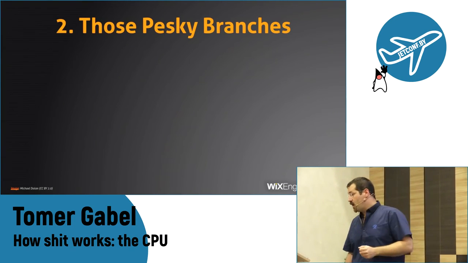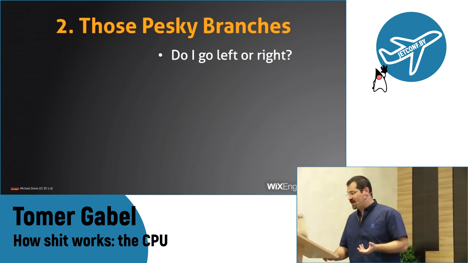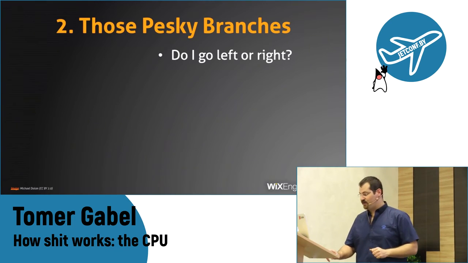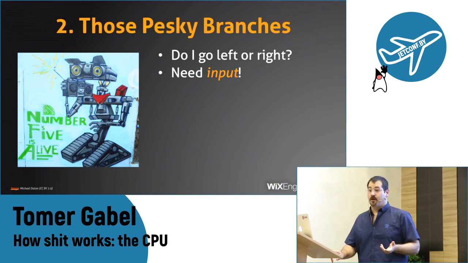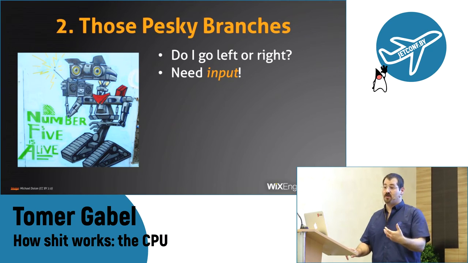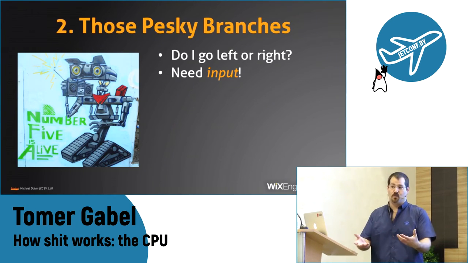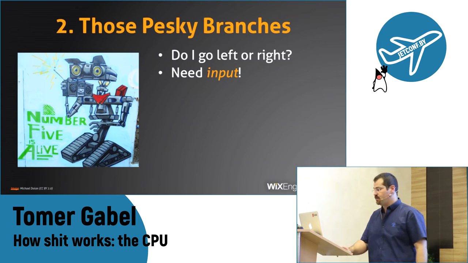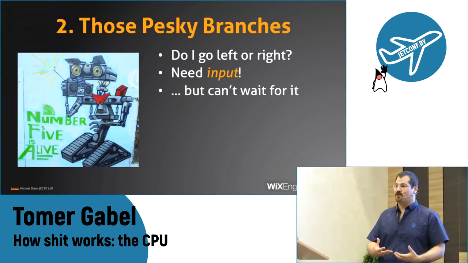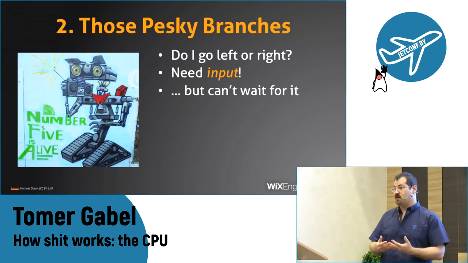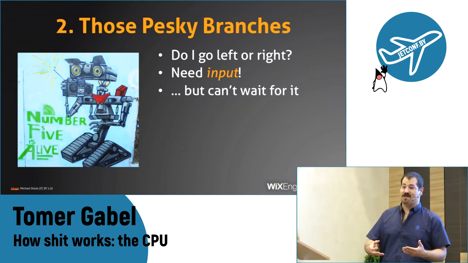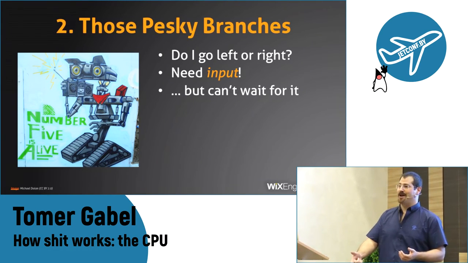That is a branch. Now, branches are problematic because the determination of whether you go left or right depends on input. It depends on the actual data at play. The CPU generally cannot assume that it's going to be this way or that way. But we don't want the CPU to actually wait for that data to become available, because then we get a pipeline stall. And stalling the pipeline basically means that the CPU is just sitting there waiting.